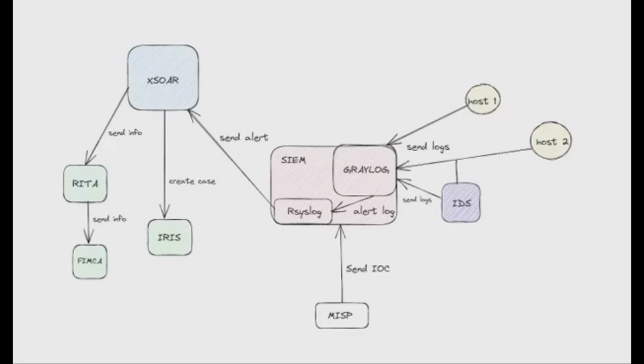The RITA component is used by a security officer to assess dynamically the global risk level of the systems under supervision. The FIMCA components receive data from RITA to help the security officer evaluate financial risks and impacts associated with all the systems under supervision.